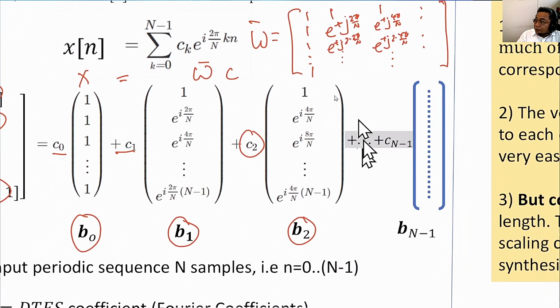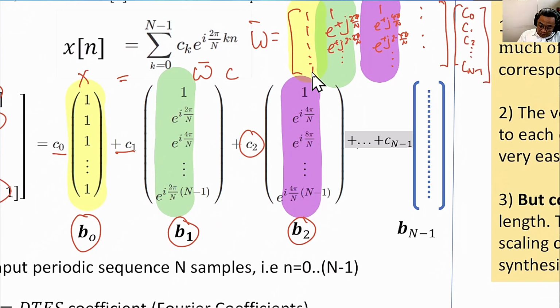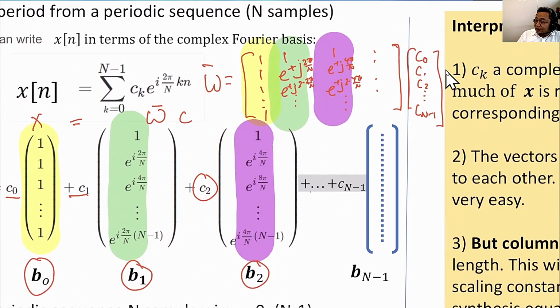This, all the 1s, is the first column. The second column is here, and the third column is here. Where are the C's? Well, you have W bar multiplied by C, so you have C0, C1, C2 here until Cn-1. In the matrix times vector notation, you can interpret it as C0 times the first column, C1 times the second column, C2 times the third column, and so on.